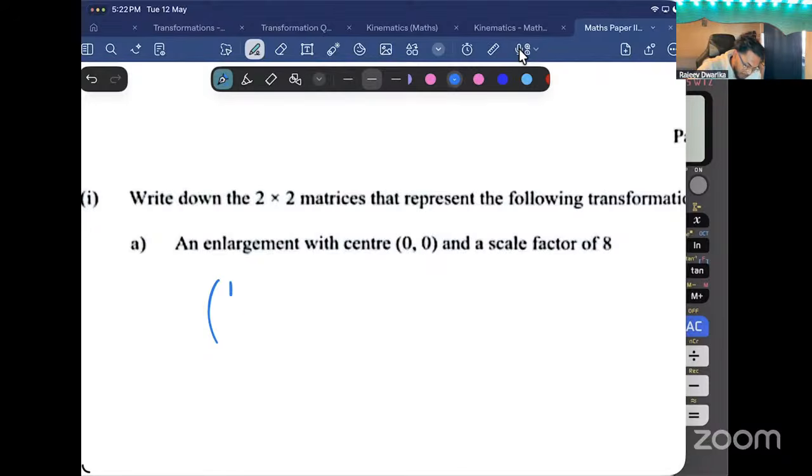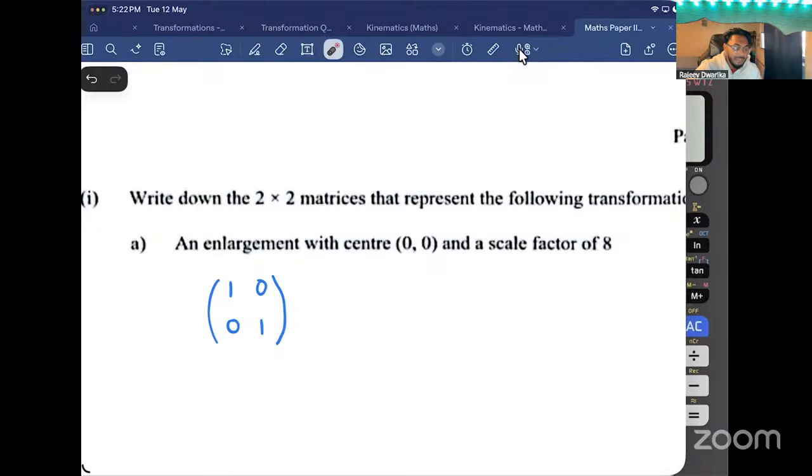Okay, the identity matrix is 1, 0, 0, 1. And anything multiplied by the identity matrix will give me what? Long story short, anything you multiply by the identity matrix, you're going to get back the exact same matrix. It leaves the elements unchanged.